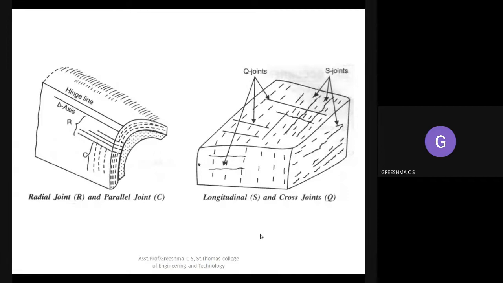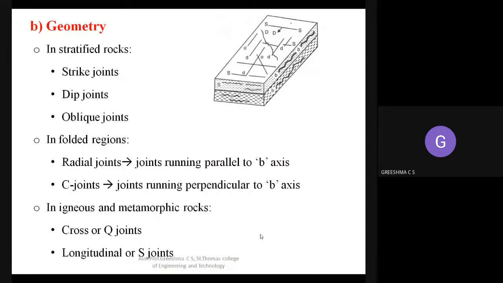Here you can see that radial joints are joints running parallel to the B axis. So what do you mean by B axis? From this picture you can see, this is the B axis.